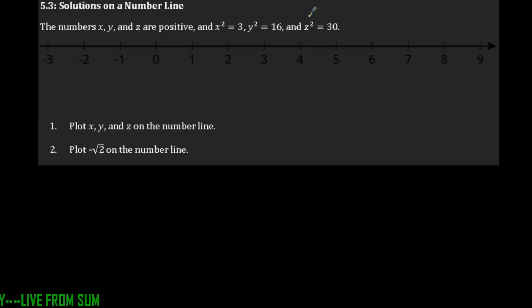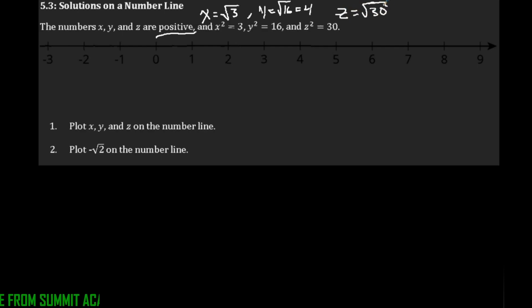All right, so now same kind of idea. However, we're now taking the square root of this number. It says the numbers x, y, and z are positive, so that means to the right of 0. We know that x is going to be the square root of 3, so I can say x equals the square root of 3. I can say y equals the square root of 16, which is 4. And I could say z is going to be equal to the square root of 30.